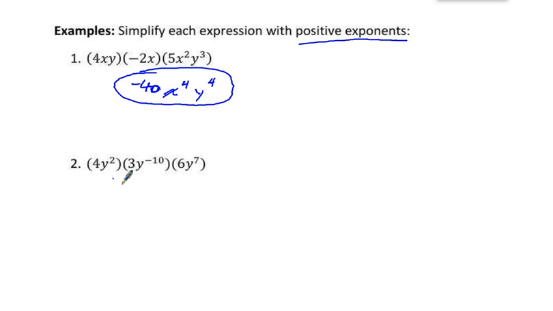Example 2, very similar. 4 times 3 times 6 is 72. Y squared times y to the negative 10 times y to the 7th. We add exponents. 7 plus 2 is 9, plus negative 10 is going to be y to the negative 1. Remember, we're simplifying with positive exponents, so my final answer will actually be 72 divided by y to the first power. So that way the exponent is positive.